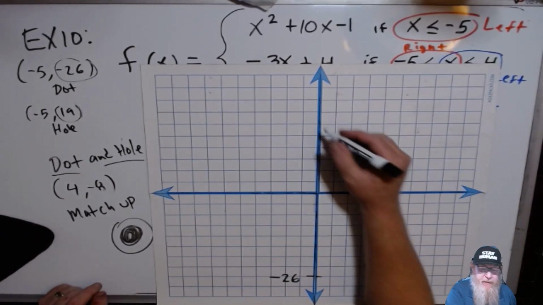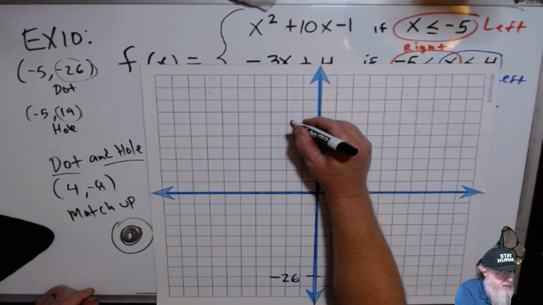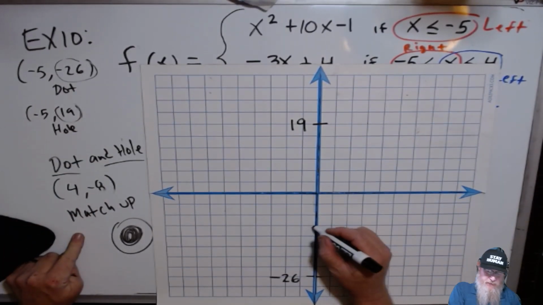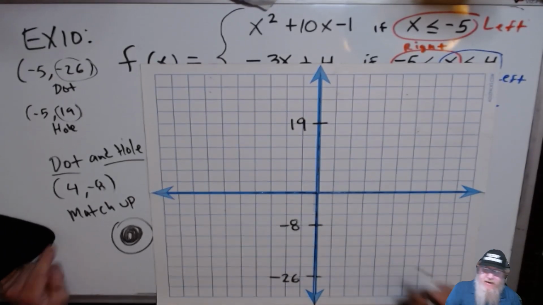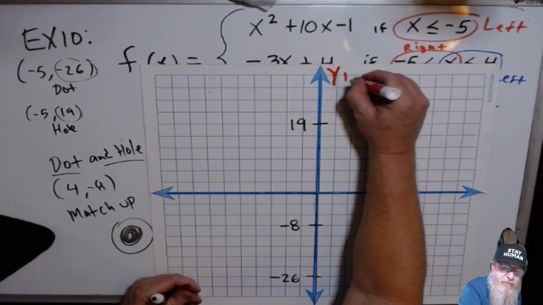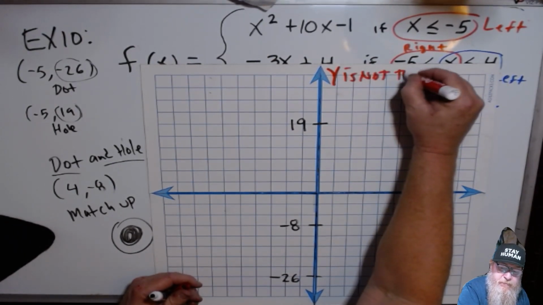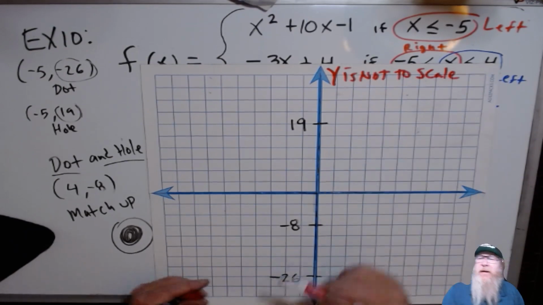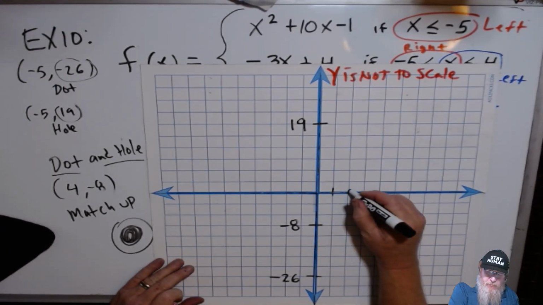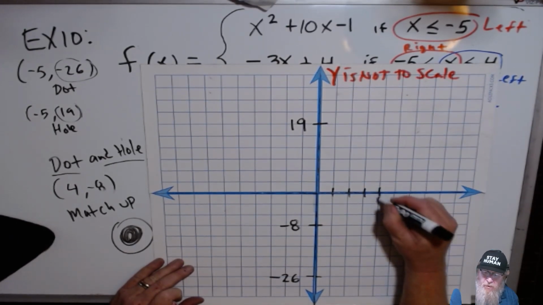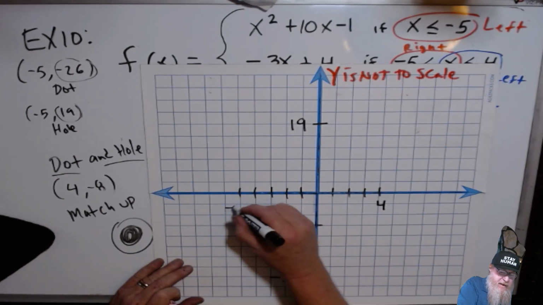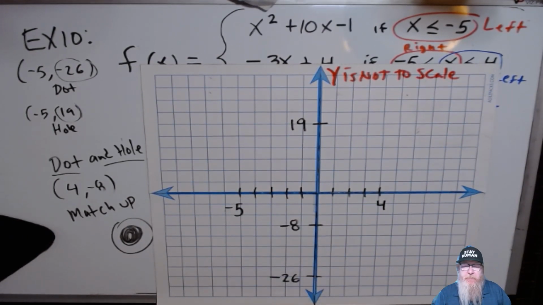Then I'm going to do something like this and call that 19, and then something like this and call it negative 8. So again, the y-axis is not to scale. I would need too big of a piece of paper. I will do the x-axis to scale, though. So 1, 2, 3, 4, and 1, 2, 3, 4, 5, negative 5.